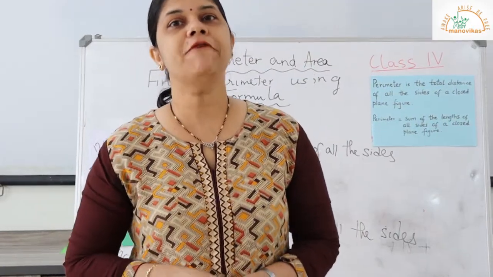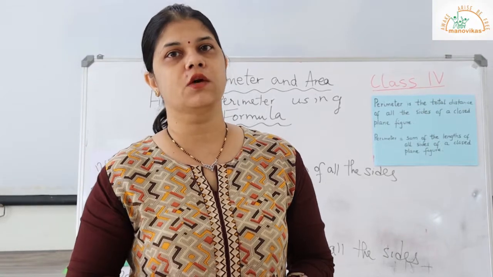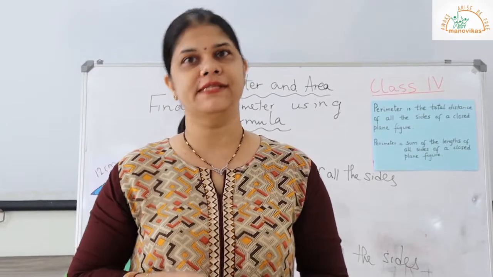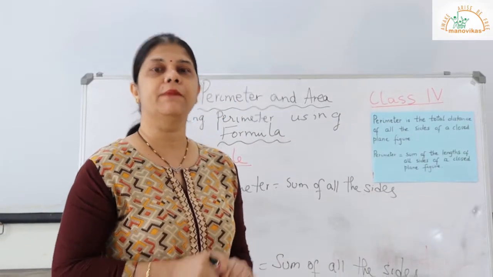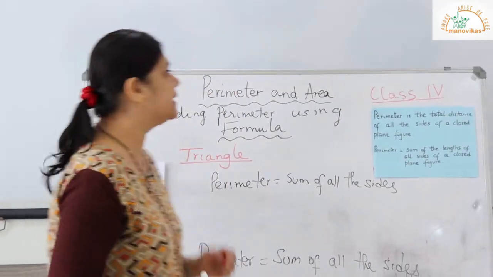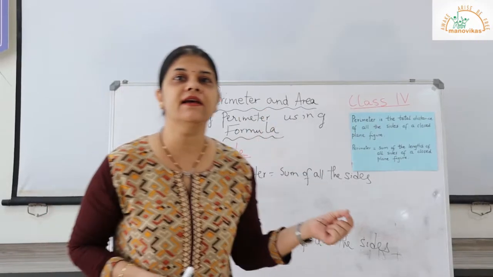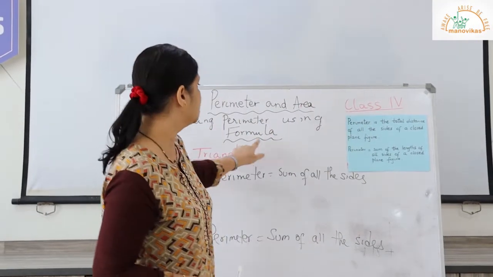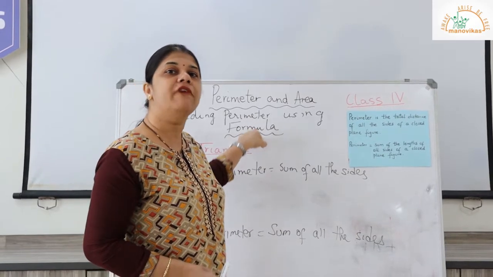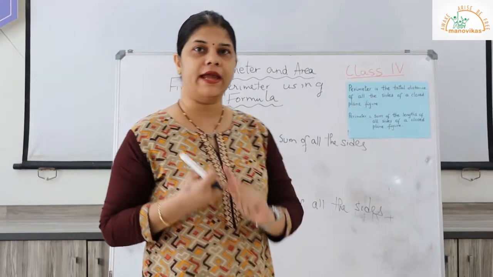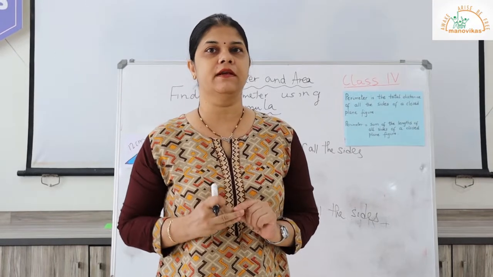Perimeter can also be found for circular objects or circular figures, which we will study later. Now we will study how to find the perimeter of polygons, that is triangles, rectangles and squares, but using formula. We will use a particular formula to find the perimeter of triangles, squares and rectangles.